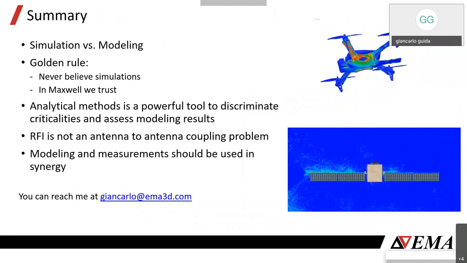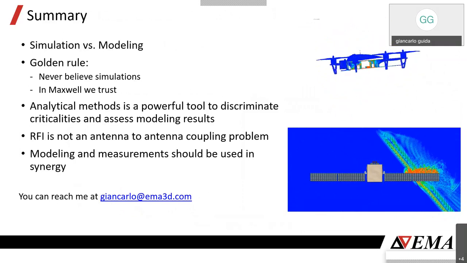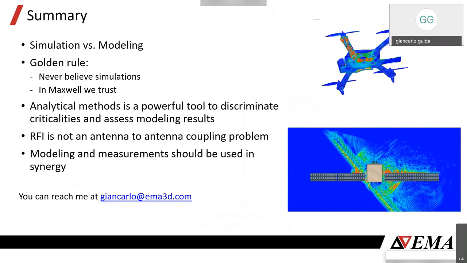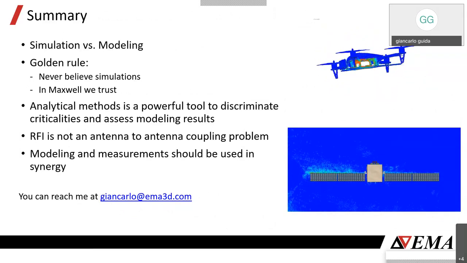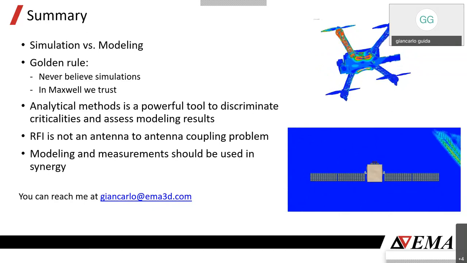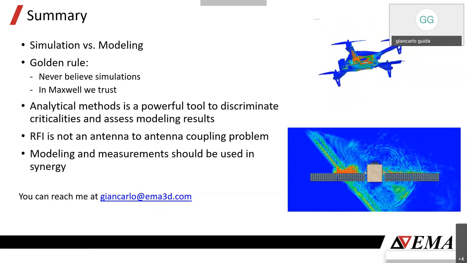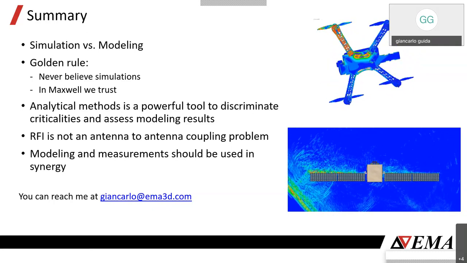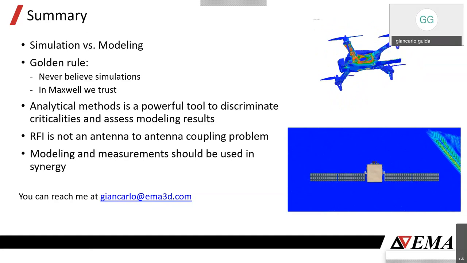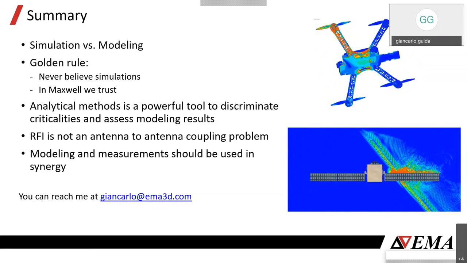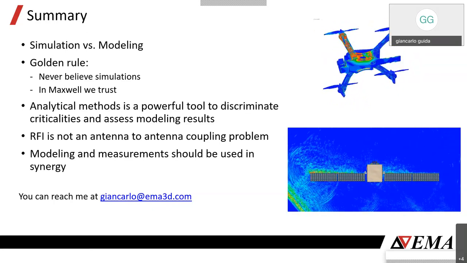So we have spoken about simulation versus modeling. In my personal experience, I do use two golden rules. I get my salary from simulation, but I never believe simulation. I always doubt those nice pictures and videos, and I always ask myself why these are correct. Actually, I use the same approach also with measurements. And finally, my real golden rule is: in Maxwell, I trust. So whatever I look at, measurement or simulation, I ask myself, would this be compliant with Maxwell's equations? If yes, I would believe it.